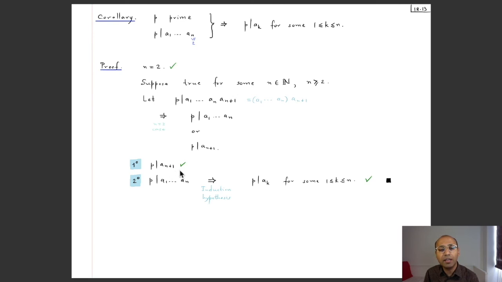Now if P divides a_(n+1), well, it's dividing one of the factors, and so we are done. And in the case when P divides a_1 to a_n, then by the induction hypothesis, since we were assuming that this is true for this n, it follows that P has to divide at least one of these a_1 to a_n. So P divides a_k for some k bigger than or equal to 1 and less than or equal to n. And so in this case also we have that P divides one of these factors. And so we have shown that the result also holds for n plus 1. So by the principle of induction, this holds for all the natural numbers n bigger than or equal to 2. We will soon use this result.